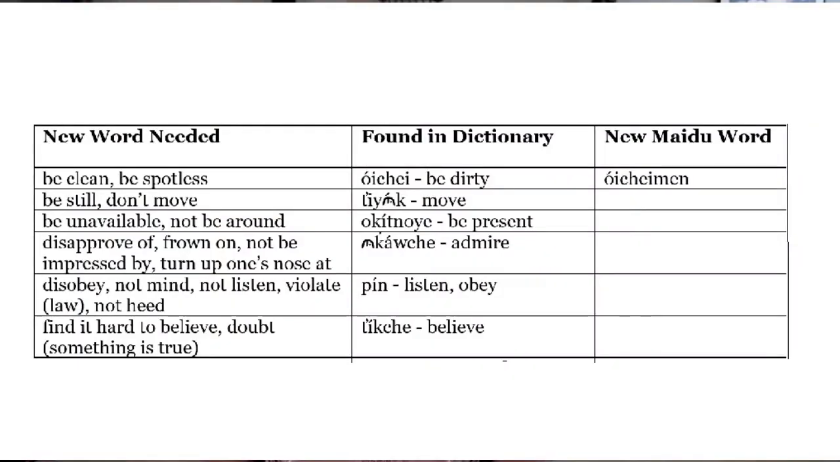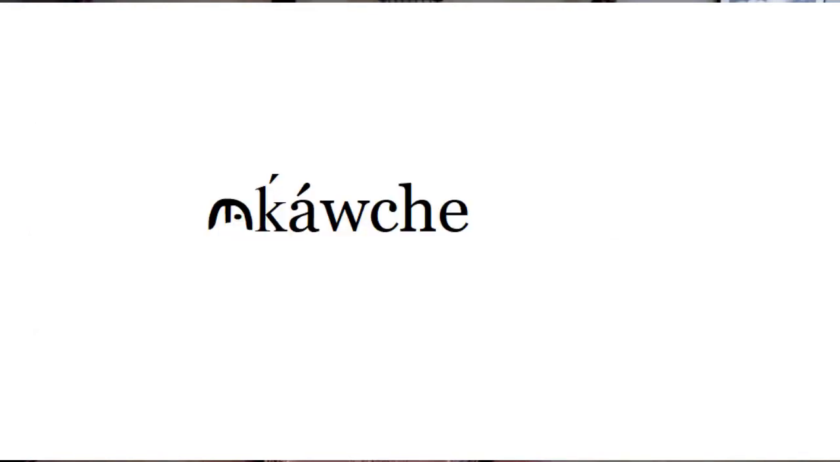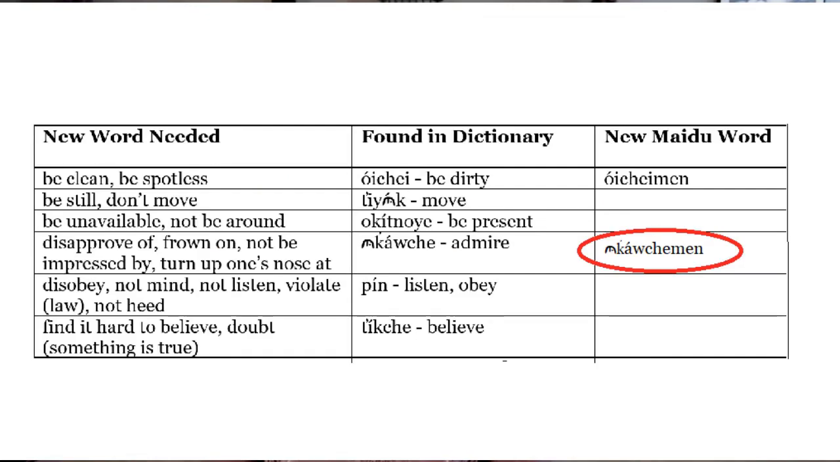Okay, let's try another one, 3 rows down from that one. Say we want a way to say disapprove of, like my parents disapprove of him. We don't have this word, but we do have a word meaning admire, akauche. If you add the infix men onto that, you get akauche men, not admire. My parents don't admire him, pretty close to the same thing. So you'll write akauche men in the new Maidu word column.